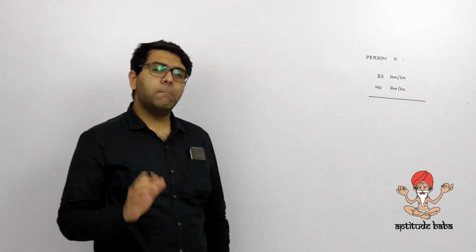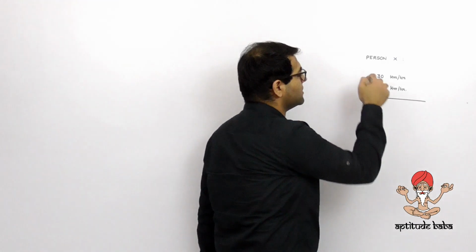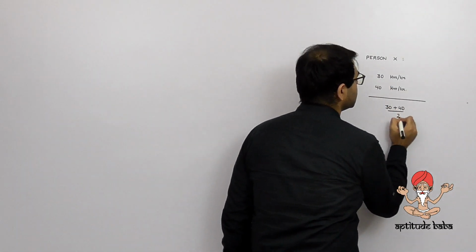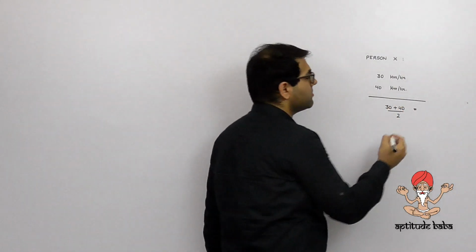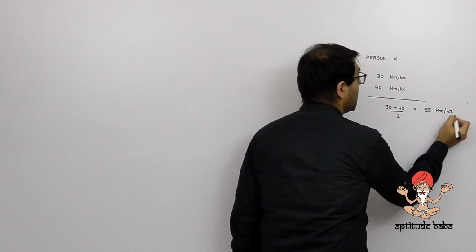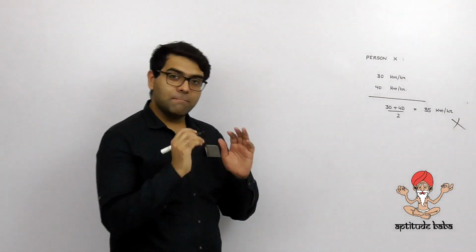At this point, many students quickly pop up with the answer as 35 kilometers per hour. So basically they consider the two speeds and take the average value of the two speeds, which ends up becoming 30 plus 40, 70 by 2, or perhaps 35 kilometers per hour. This is wrong. That's not your average speed.